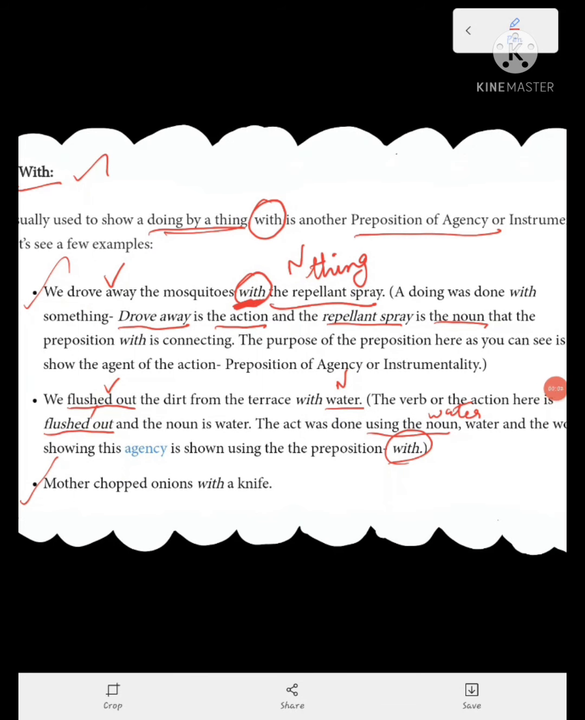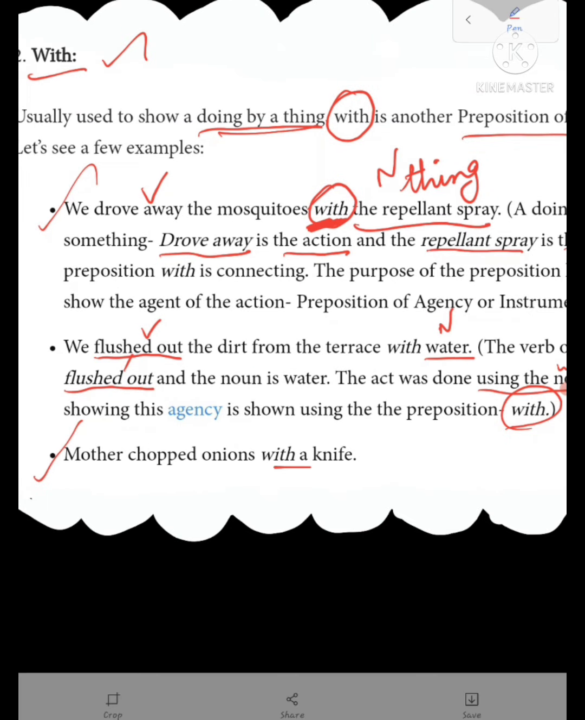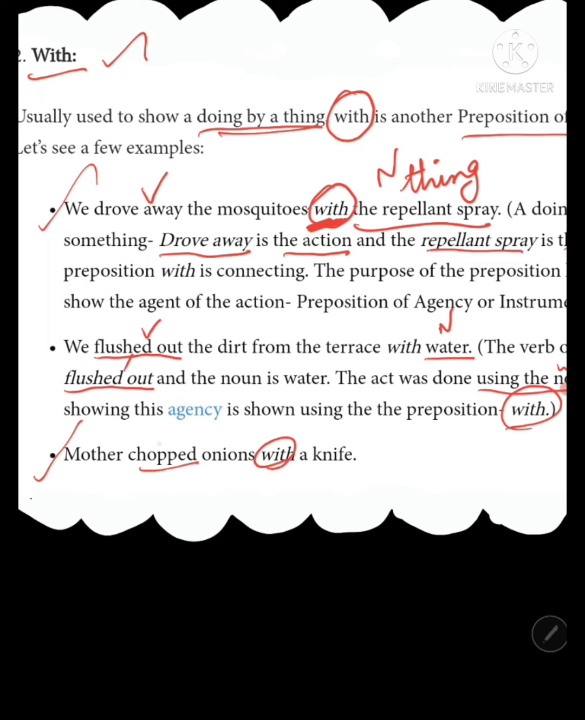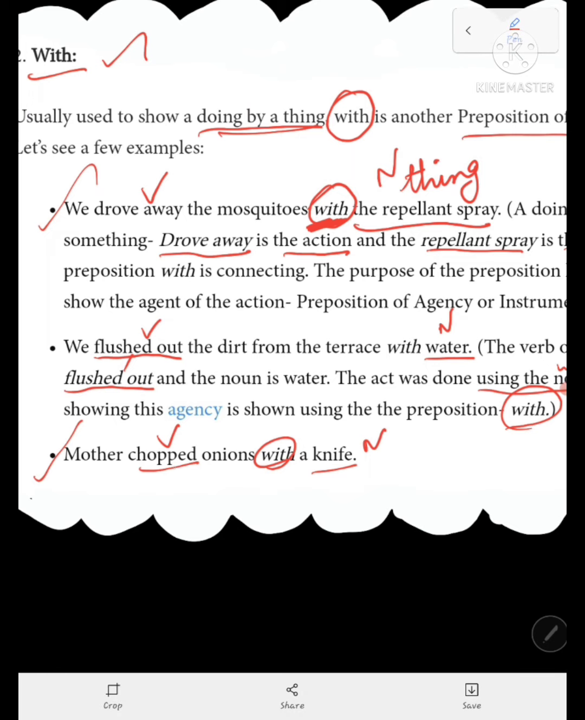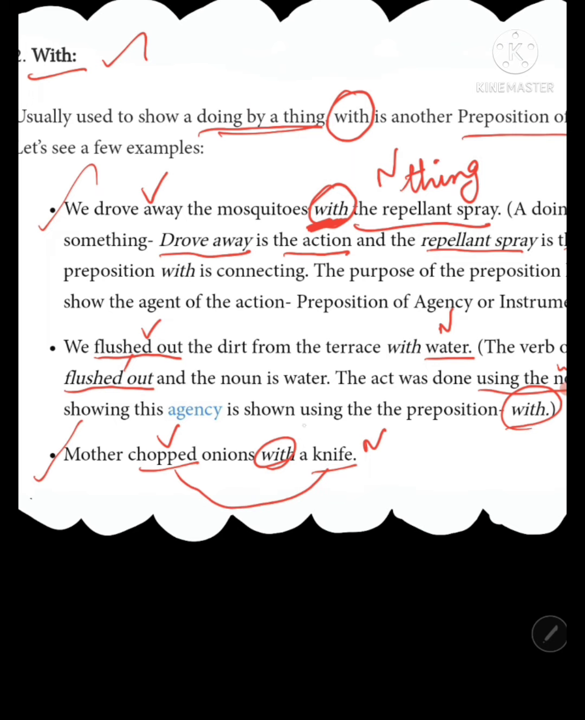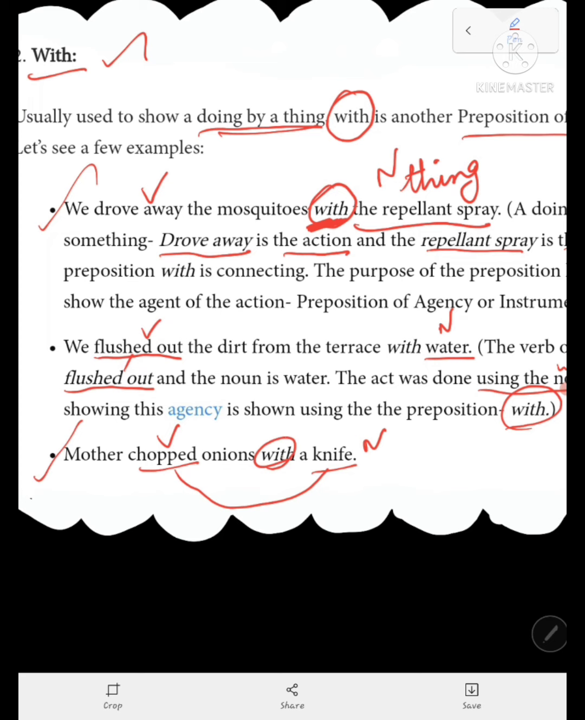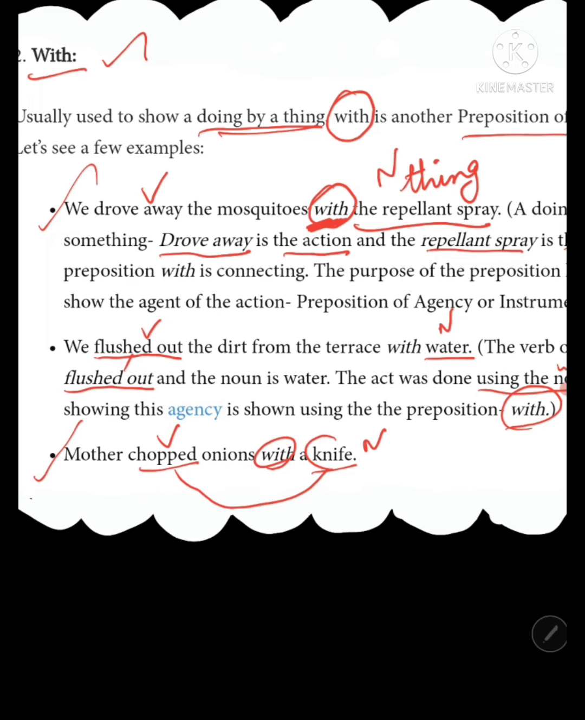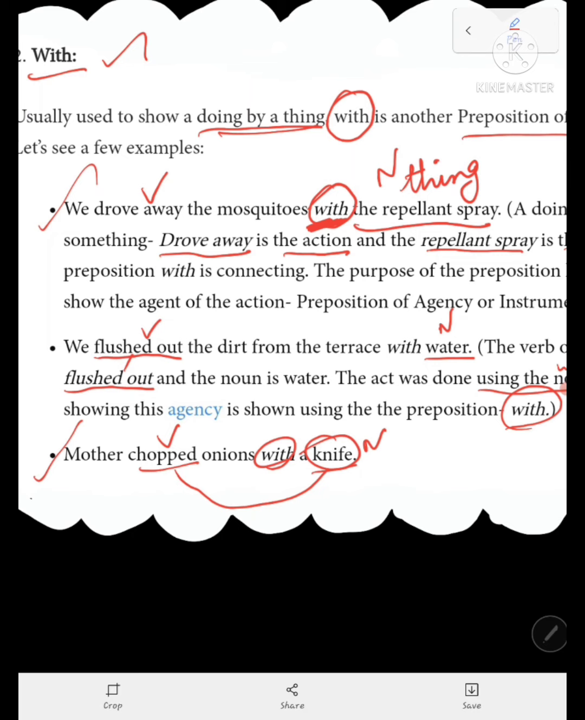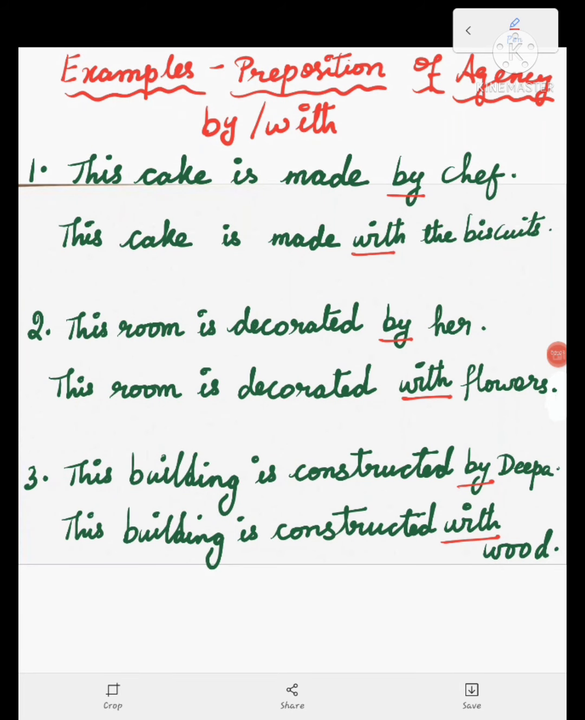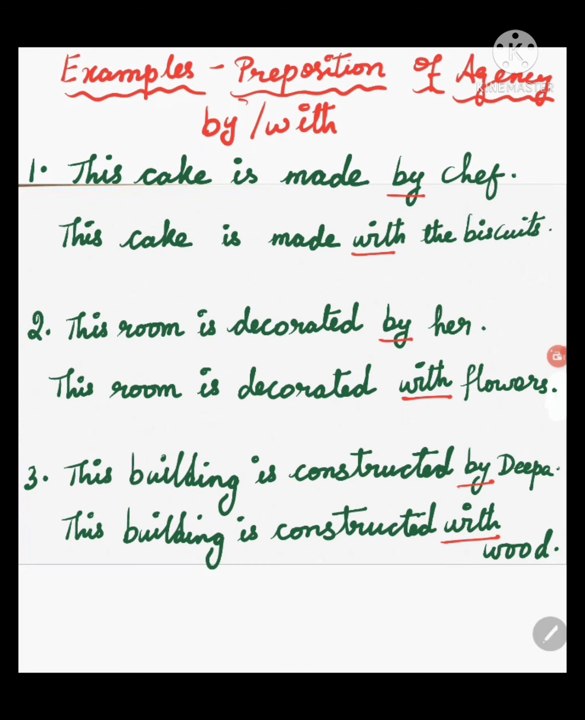The next example is mother chopped onions with a knife. So with a knife: chopped is a verb and knife is a noun, and you have a relationship between chop and knife using the preposition of agent with. Since this knife is a thing, not a person, we use with. That's it. Now let us see some more examples for preposition of agency by and with. Shall we start now?